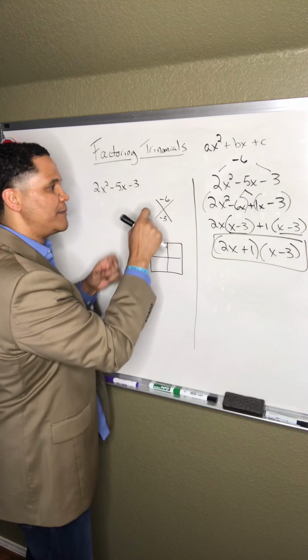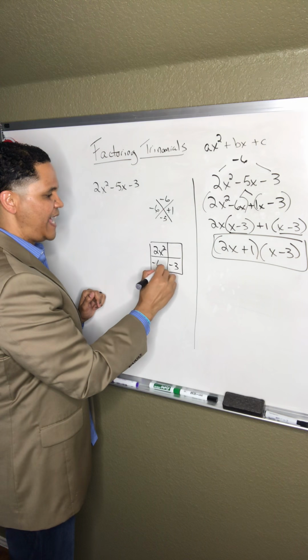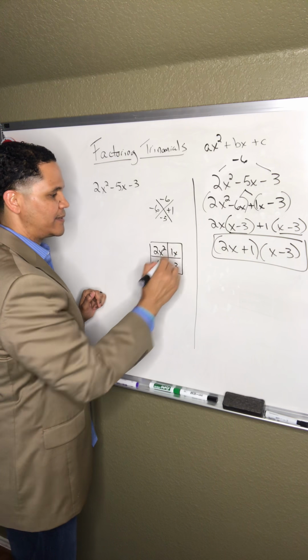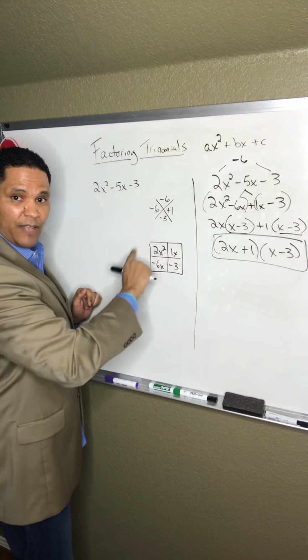And then we fill in our area model box. We put the first term in the first box, 2x squared. We put the last term in the last box, negative 3. And then we put these two middle terms in the diagonals. So we have negative 6x and positive 1x. And now we can fill out the rest of the outside box.